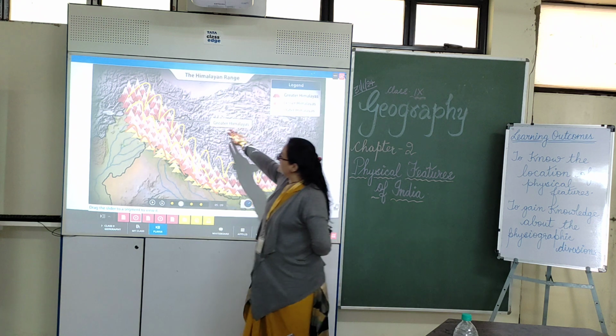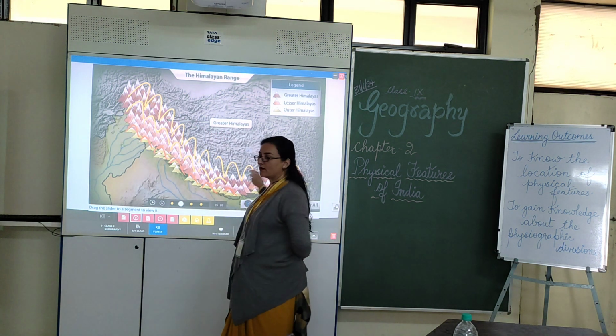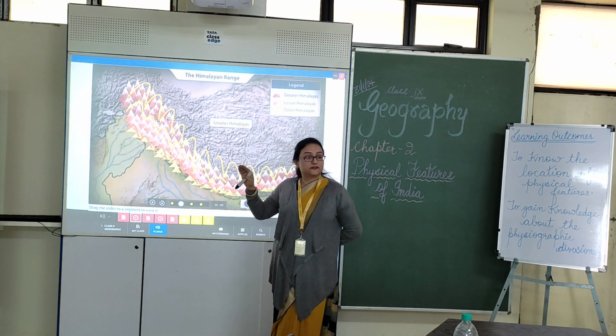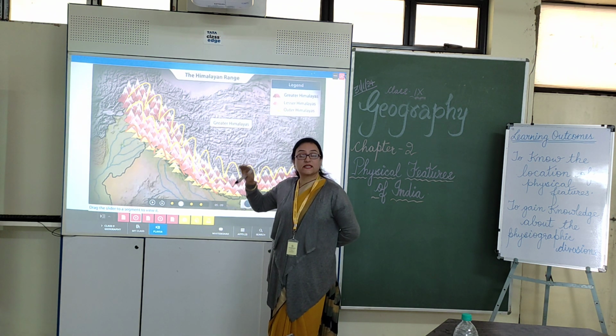So this is the first range, that is the Greater Himalaya, also known as Himadri. This mountain range is the highest. It has the highest peaks.